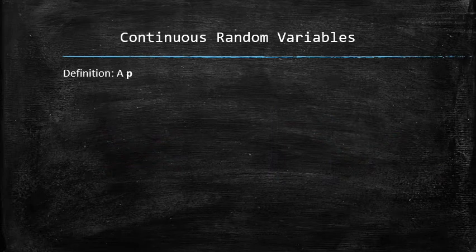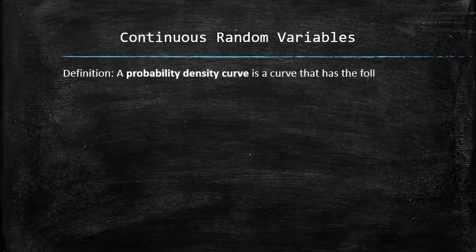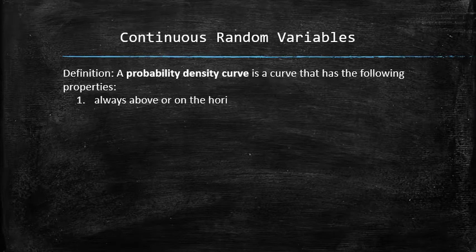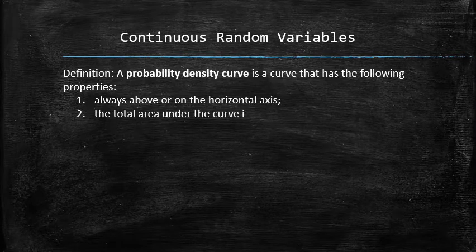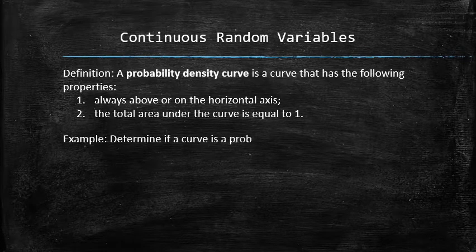A probability density curve is a curve that has the following two properties. It is always above or on the horizontal axis, and the total area under the curve is equal to 1. For example, let's determine which of the following curves are the probability density curves and which ones are not.